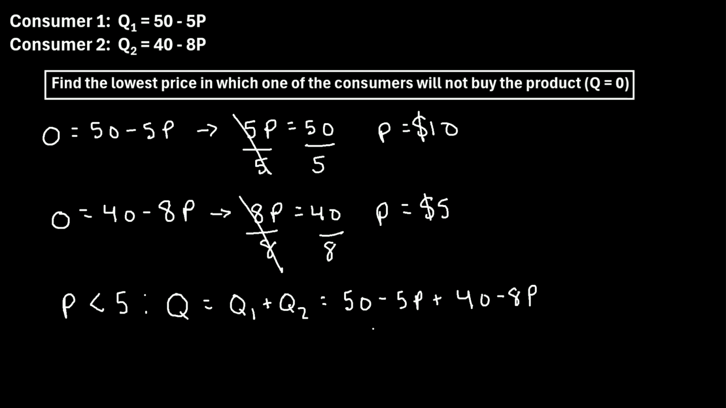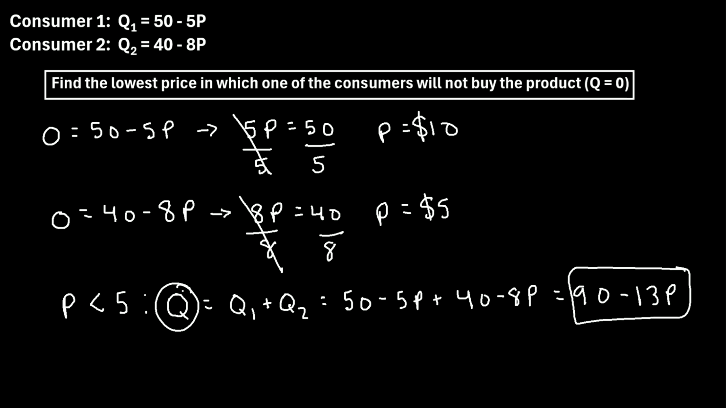So we can simplify. Let's combine like terms. We have 50 plus 40, that's 90. So we'll say 90. And then we have negative 5p and negative 8p, that's negative 13p. So this is the market quantity demanded when the price is less than 5. So when the price is less than $5, the quantity demanded is equal to 90 minus 13p.